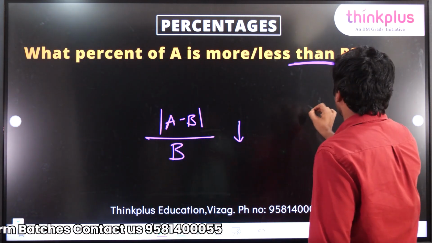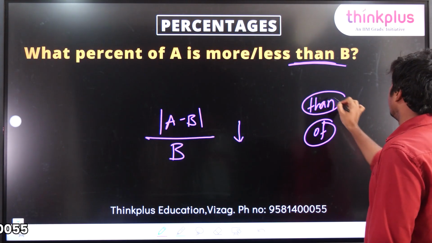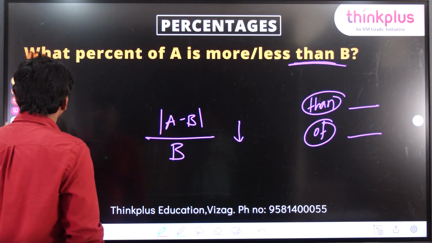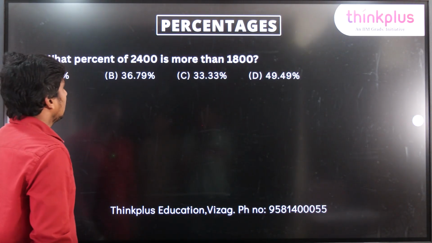Every time, these 2 points are very important. One is the word 'then', the other is 'of'. After 'of' or 'then', whoever comes, that will become the denominator. Please do remember this point. A lot of times students in the exam center also make a mistake of writing the denominator as something else. Now let's take this question.